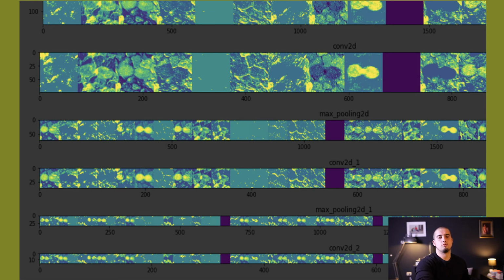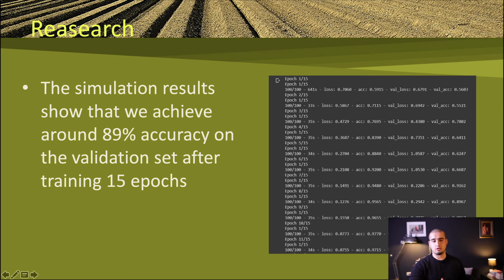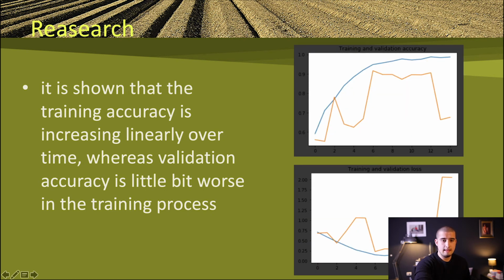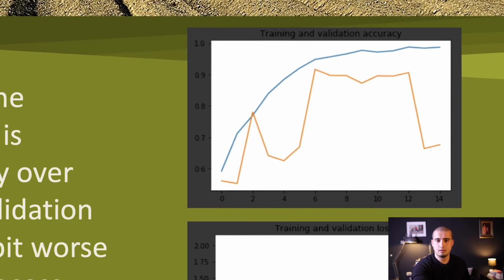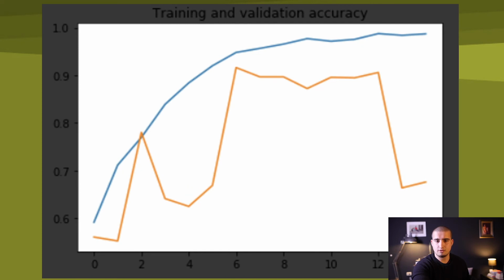Okay, the simulation results show that we achieve around 89% accuracy, which is pretty good. It also shows that the training accuracy is increasing, as we can see on the graphs here on the right. Maybe I can zoom them in. This is the training and validation accuracy, and the second is the training and validation loss.